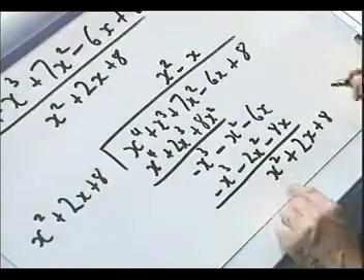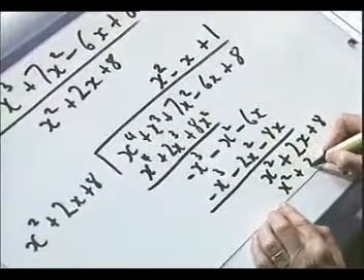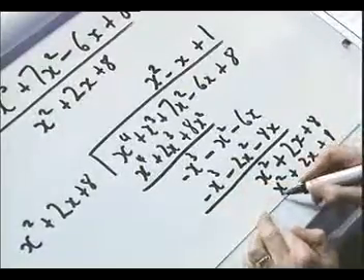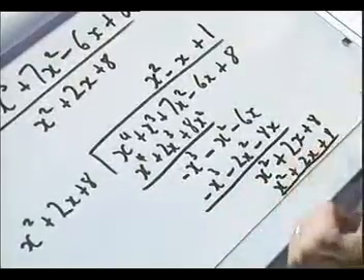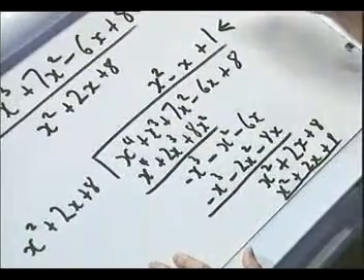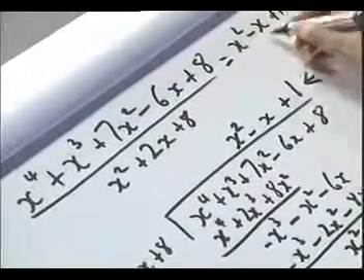Well, x squared goes into x squared once. And so x squared plus 2x plus 8. And again, we can see these two are the same. When I take them away, I will have nothing left. And so this is my answer. The result of doing that division is that.